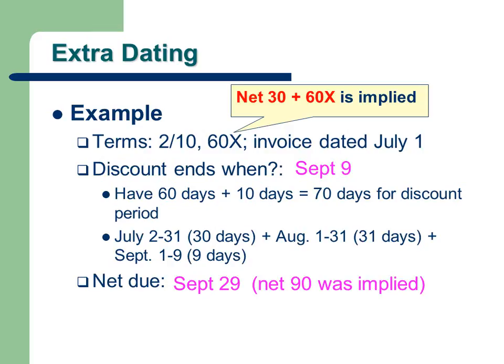On the other hand, the absolute net payment due date will be 20 more days after September 9th, because you had 70 cash discount days, but you've got 90 days for net payment due. So 20 days more after September 9th makes the net amount due date September 29th. That will be the 90 days after the invoice date of July 1st.